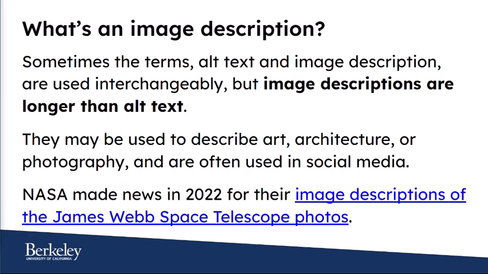Now that we've covered alt text, let's talk about image descriptions. Sometimes the terms alt text and image description are used interchangeably, but image descriptions are longer than alt text. They may be used to describe art, architecture, or photography, and are often used in social media. NASA made news in 2022 for their detailed image descriptions of the James Webb Space Telescope photos.